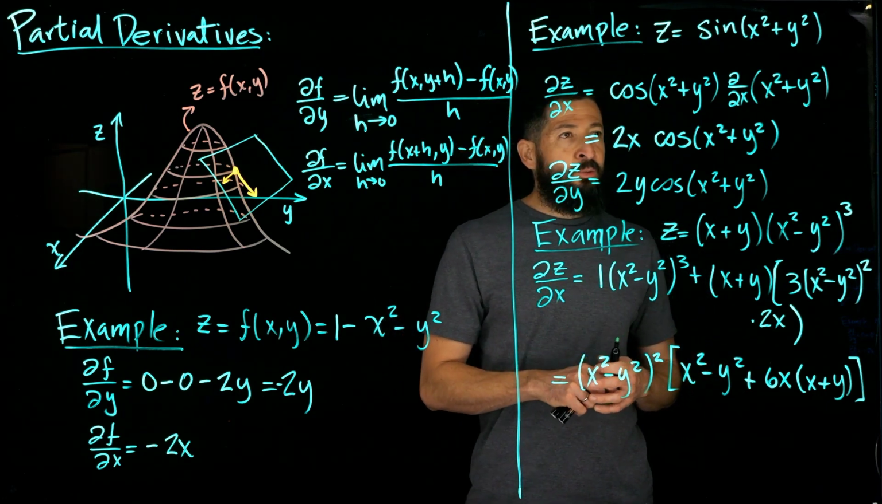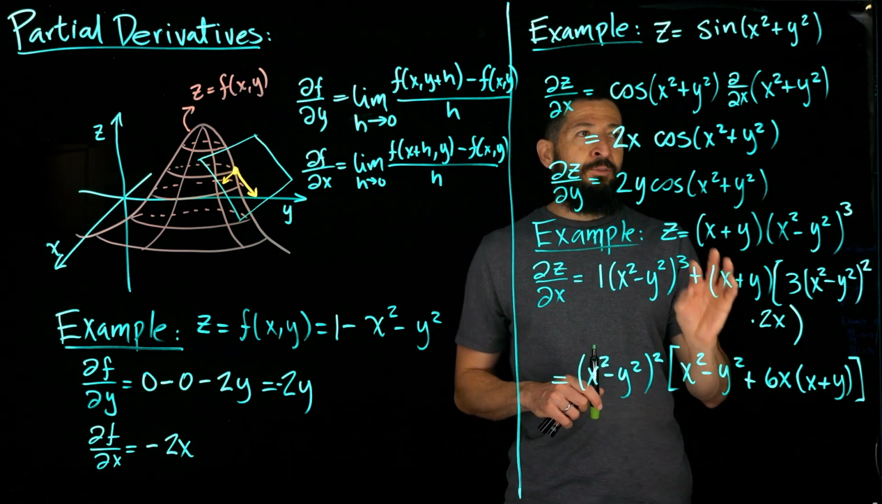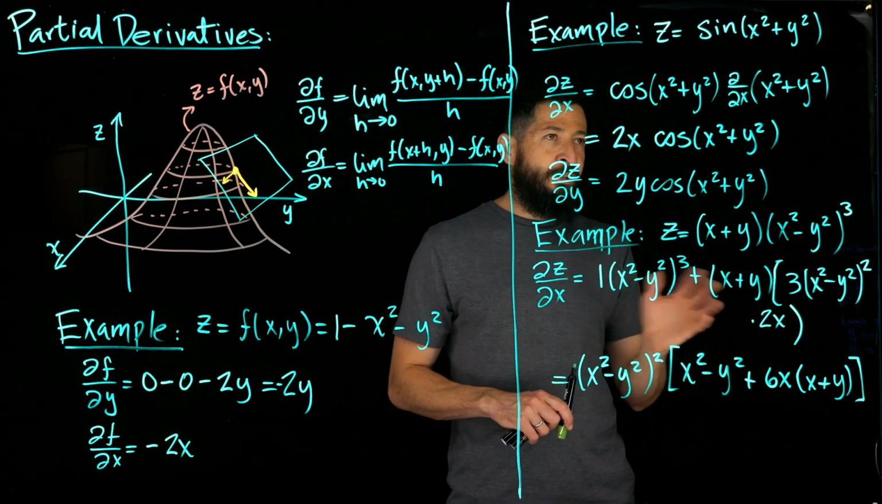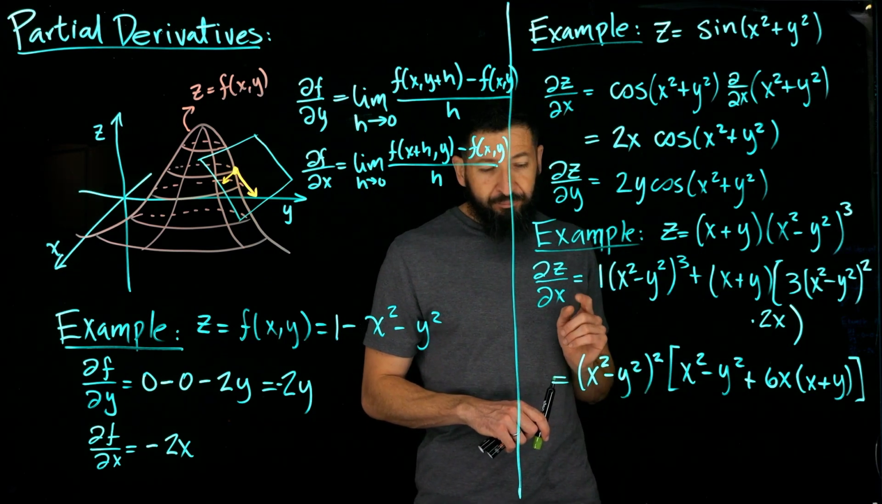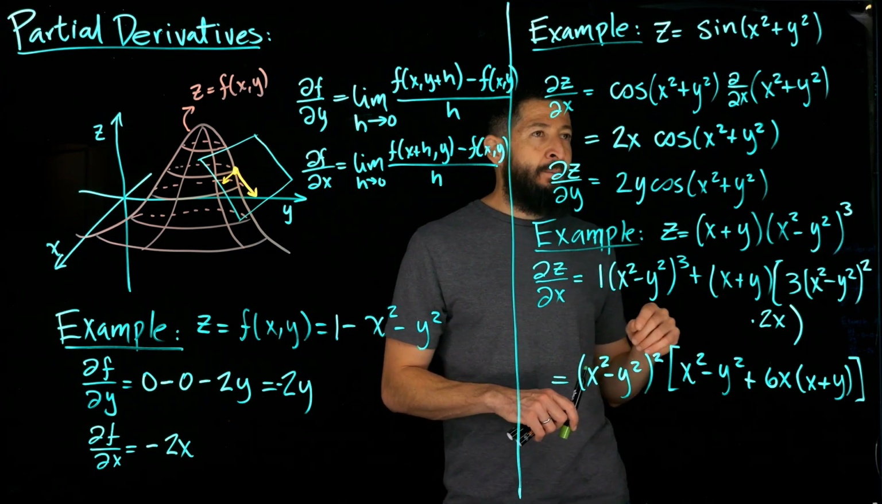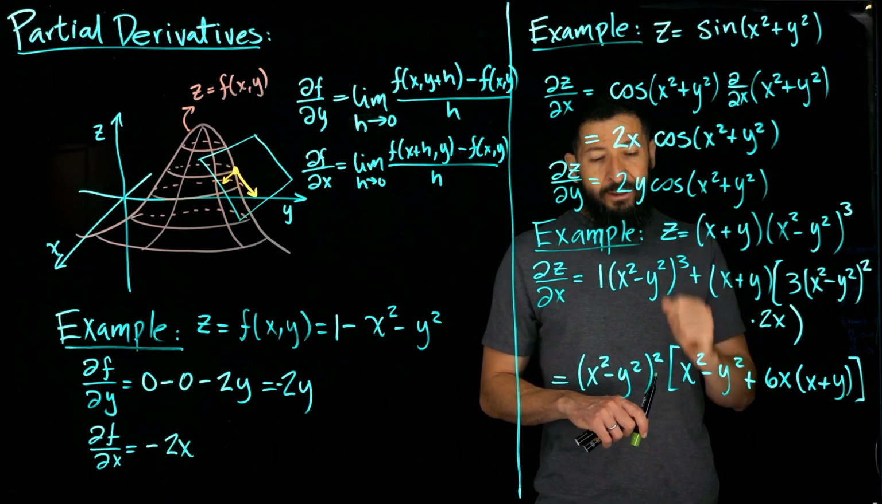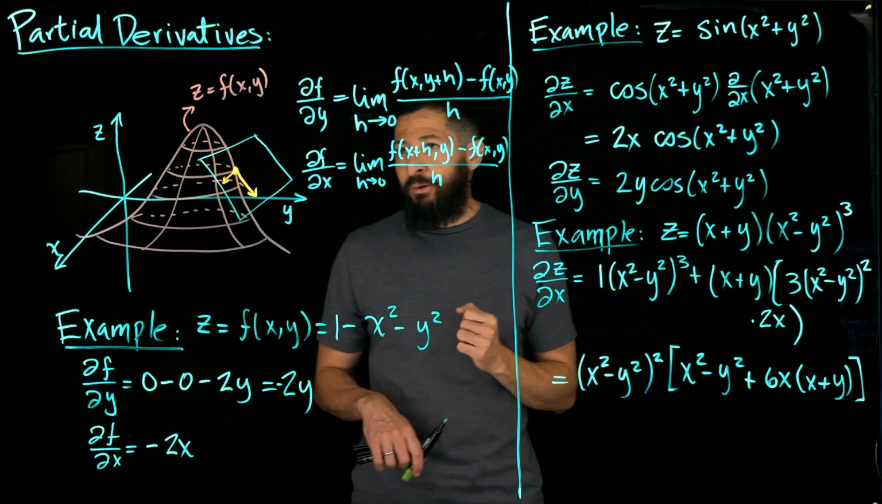Whenever you're taking a partial derivative with respect to x, you leave y fixed. You consider it a constant. Whenever y appears, it's just a constant. And if you're taking the partial with respect to y, then x becomes a constant for you.